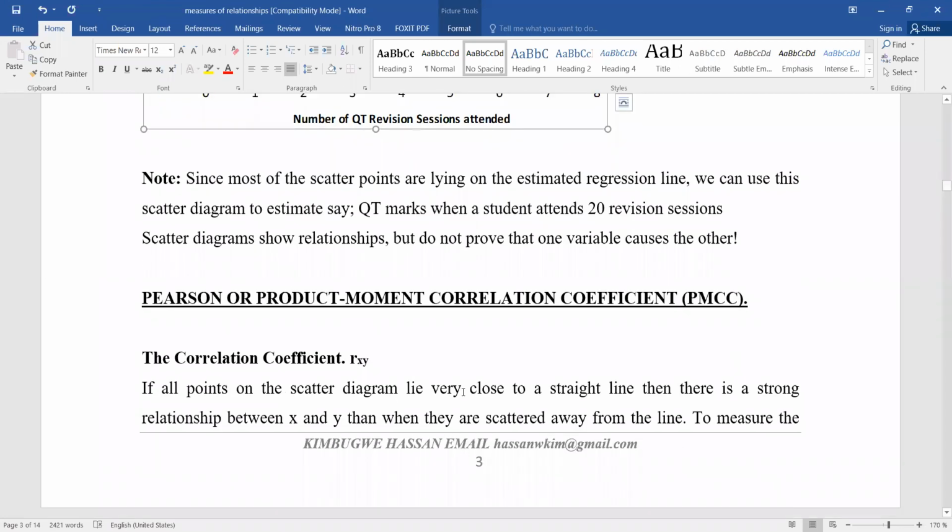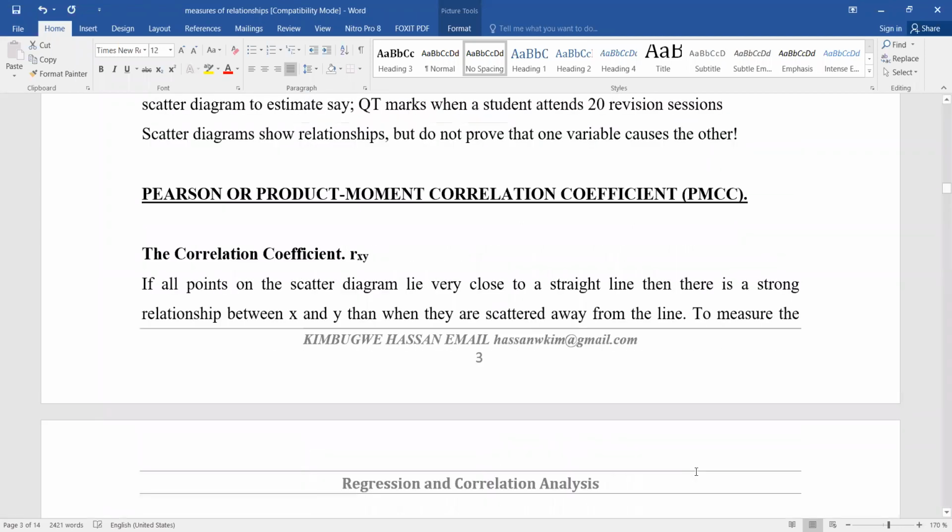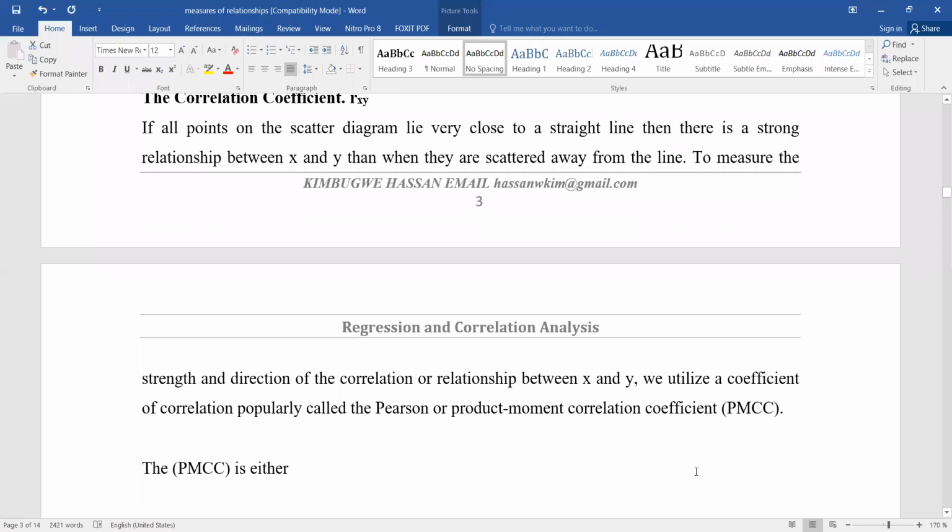Pearson's or product moment correlation coefficients. The Pearson correlation: if all points on the scatter diagram lie very close to the straight line, then there is a strong relationship between X and Y than when they are scattered away from the line. To measure the strength and direction of correlation or relationship between X and Y, we utilize the coefficient of correlation, popularly called the Pearson or product correlation coefficient.